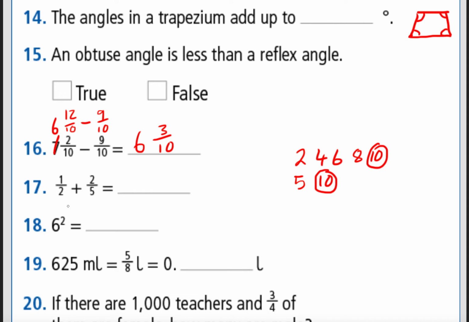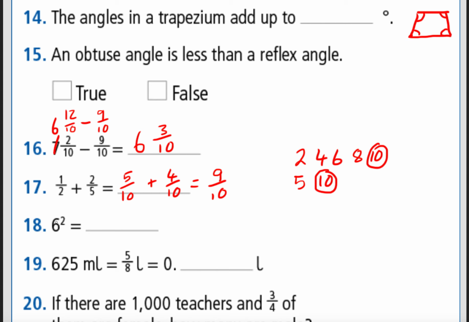So 1/2, we should be able to see that 1/2 is 5/10, and 2/5, if we multiply the top and bottom by 2, that is 4/10. So we have 5/10 plus 4/10, and altogether that's equal to 9/10.